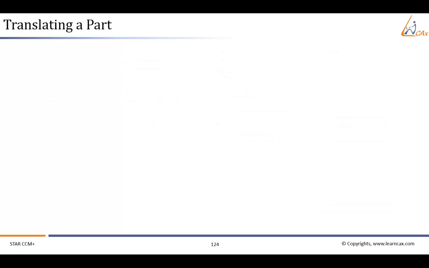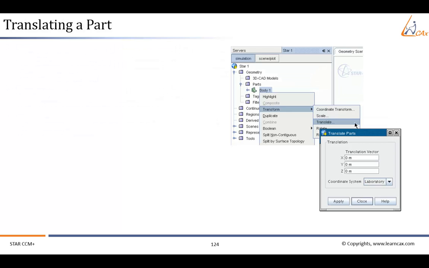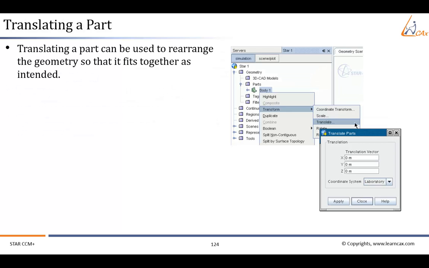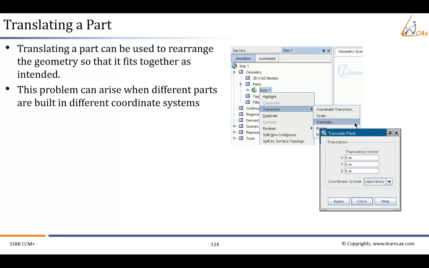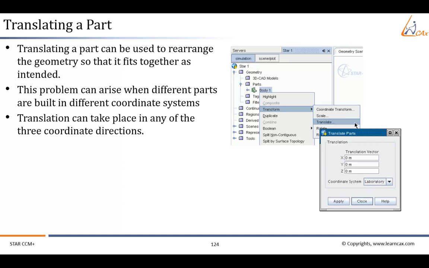The next transform operation is translate. Translating a part can be used to rearrange the geometry so that it fits together as intended. This problem can arise when different parts are built in different coordinate systems. Translation can take place in any of the 3 coordinate directions.